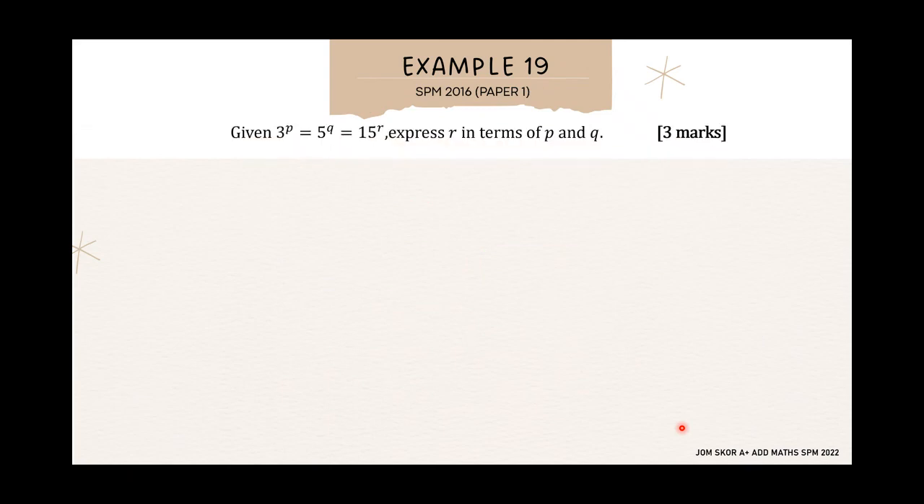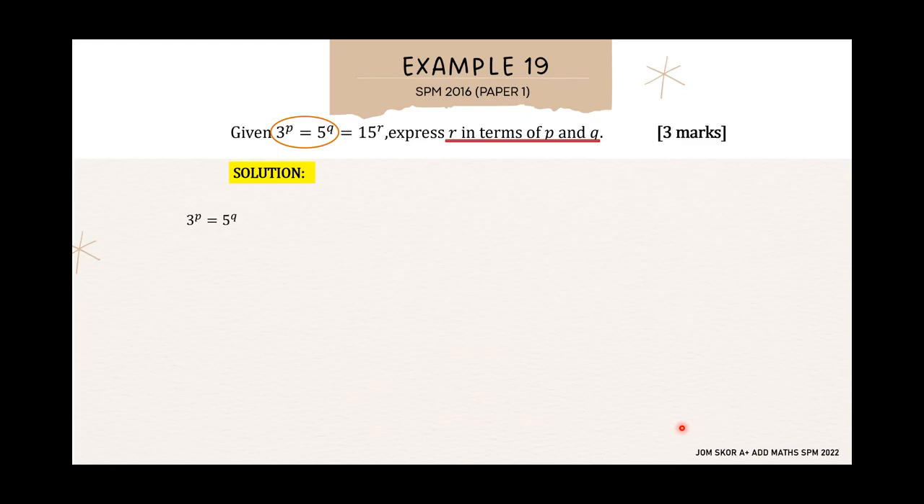Okay, again, dia bagi kat kita 3 to the power of p is equal to 5 to the power of q is equal to 15 to the power of r. Express r in terms of p and q. Kita nak r sebagai subjek. Okay, first thing first, kita ambil dulu. Yang pertama macam nampak tu. 3 to the power of p is equal to 5 to the power of q. Okay. Now, cuba tengok kiri dan kanan. Kalau kita tengok pada indeks tadi, kalau base sama, kita boleh compare indeks.